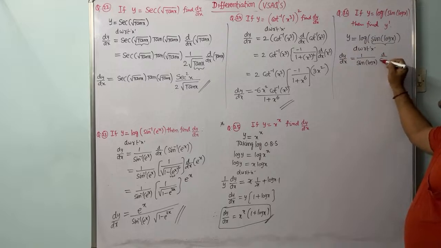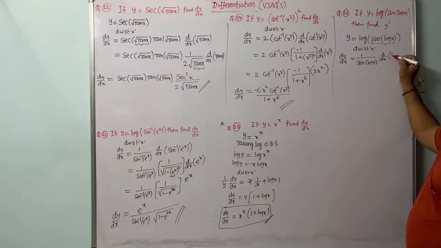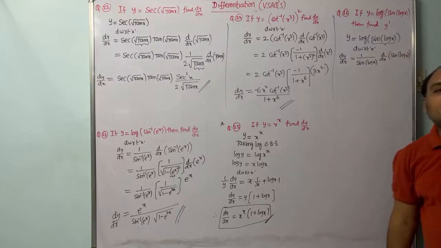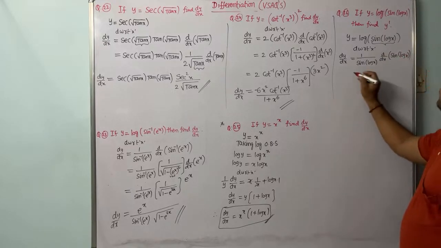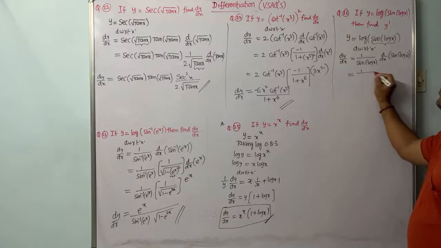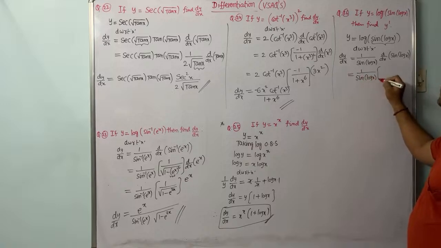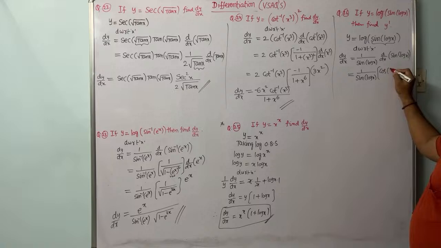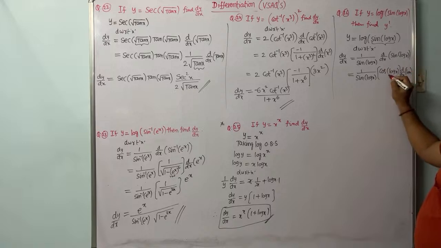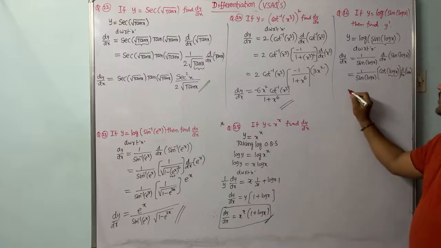After that, d by dx of whatever function is involved, that again you have to differentiate. d by dx of sin x is what? Cos x. So d by dx of sine of log x is what? Cos of log x. 1 by sine of log x into cos of log x. Again log x also you differentiate. d by dx of log x.